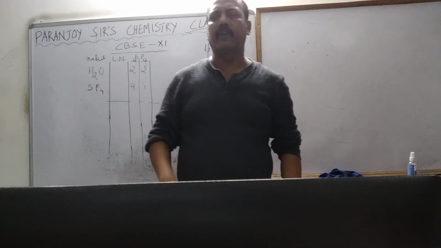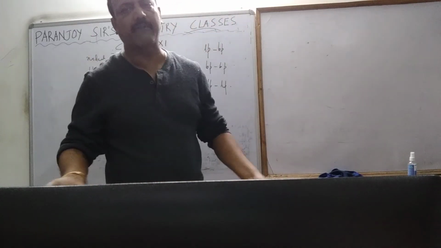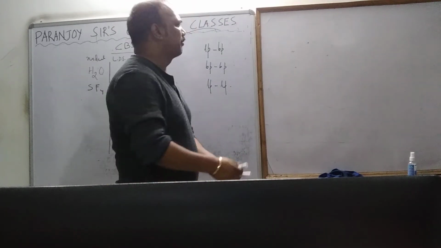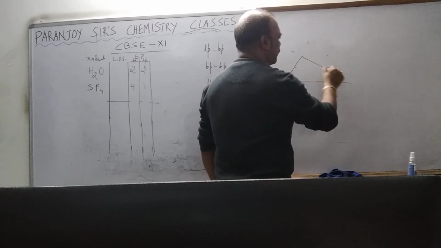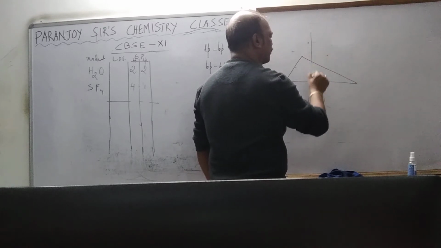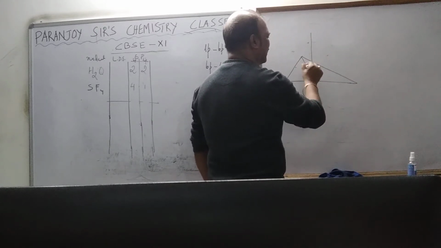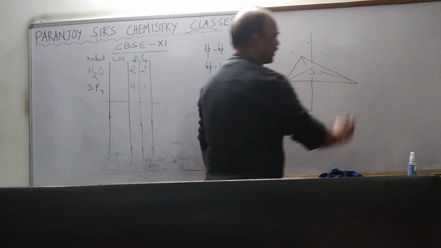Triangular bipyramidal. Very good. You have the table. You can do it. Triangular bipyramidal. So I am writing it. I am just trying to draw it. This is triangular bipyramidal. S is here and the 5 positions.